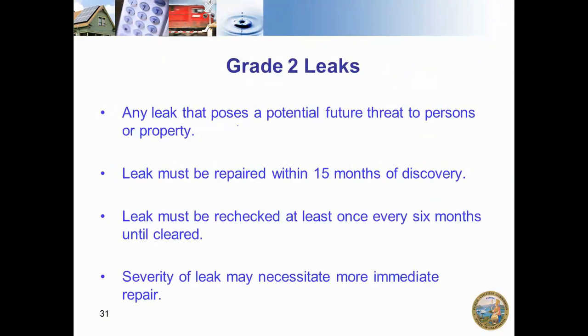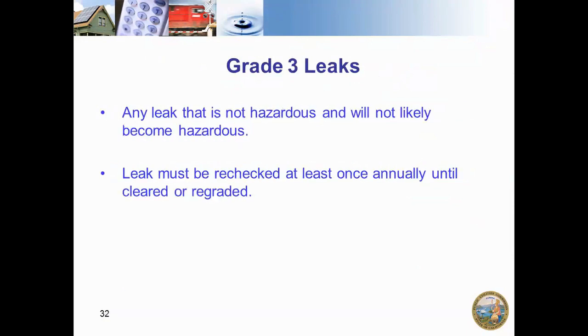Grade 2 leaks pose potential future threats, but not an immediate threat. Has to be repaired within 15 months, rechecked every 6 months. But depending upon your judgment, you may need to repair it sooner. And grade 3 leaks are any leaks that are not hazardous and will not become hazardous, and you have to recheck it once annually to ensure that it has maintained its grade 3 status.